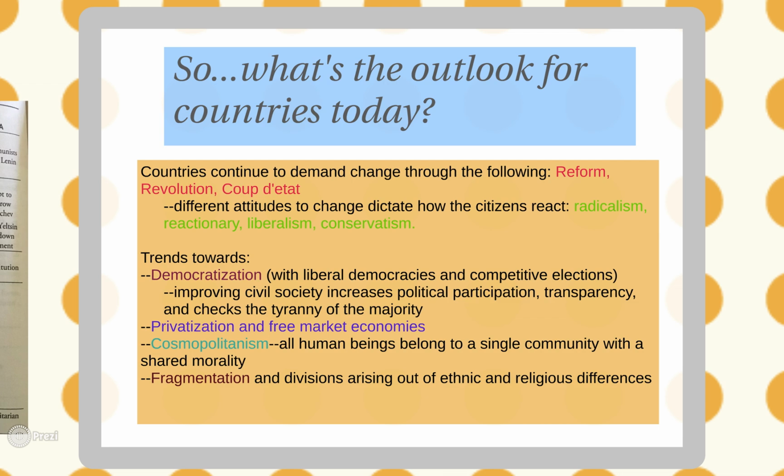So what's the outlook for countries today? Countries continue to demand change through various ways to achieve change: reform, revolution, and coup d'etats, or coups, as we're going to look at in the reading. So when we're looking at reform, reform means that a country wants to change things within the existing regime or the existing institutions. They don't want a massive overhaul of the system, but are trying to reform the system to be better for the country itself.